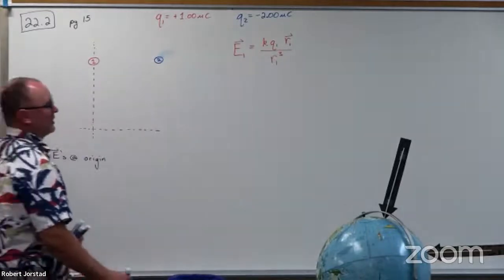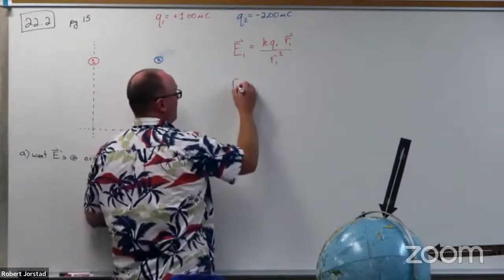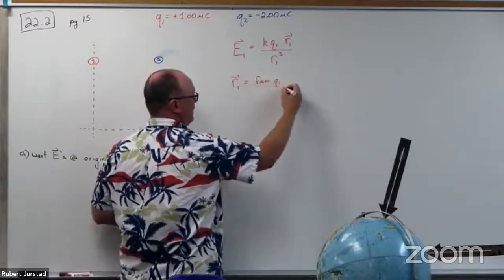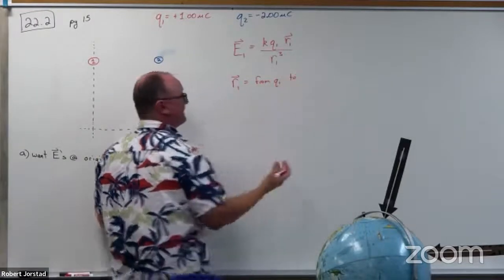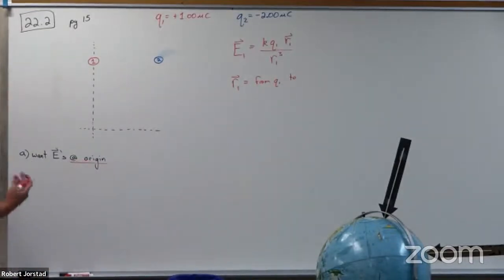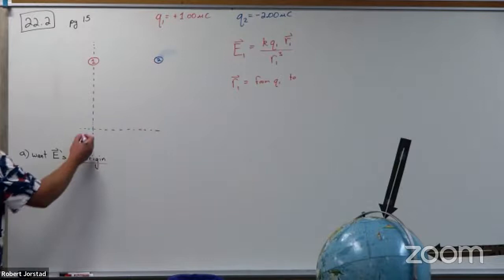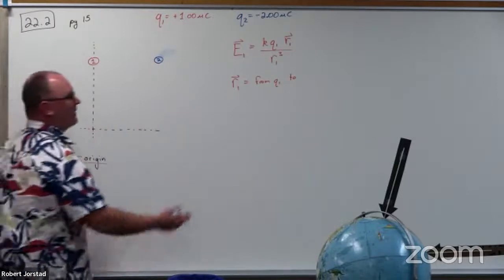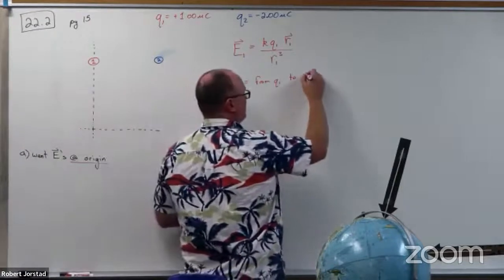Now, what is R1? R1 equals from Q1 to, in this case, we want the field at the origin. Our point of interest is the origin. So I want to learn about this point, the origin. So I go from Q1 to the origin.